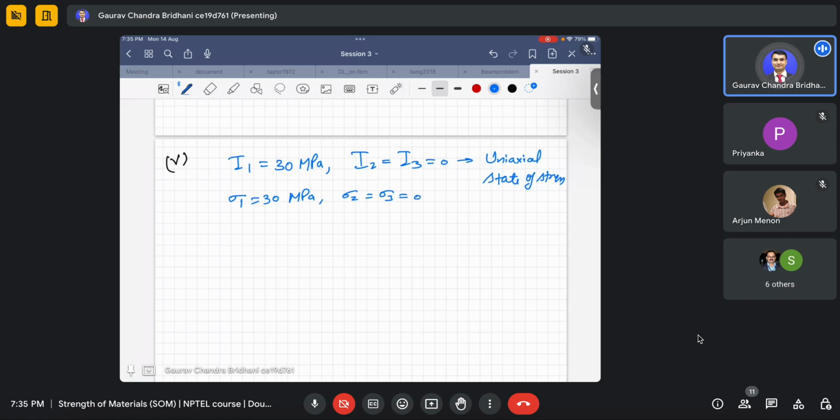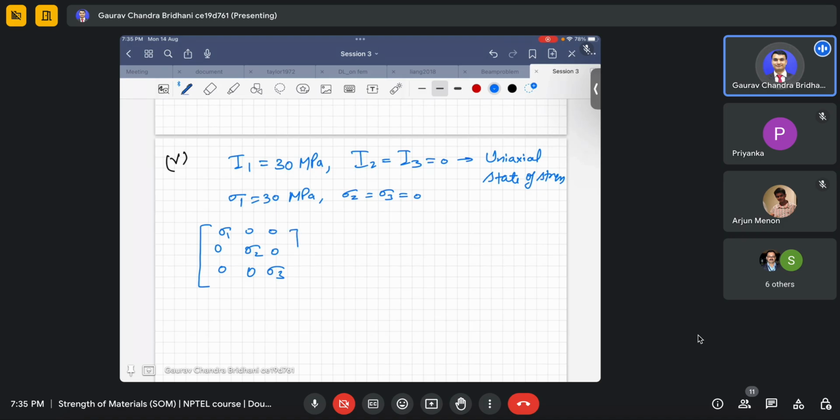Now you can see that in general, I can represent it as a matrix with sigma 1, 0, 0; 0, sigma 2, 0; 0, 0, sigma 3. The same stress state I can represent, I'll call it sigma star. Okay, a different representation just. So it will be 30 0 0, 0 0 0, 0 0 0. So the same state where we had all components populated everywhere, now it is just like this. It is nothing but a uniaxial state.